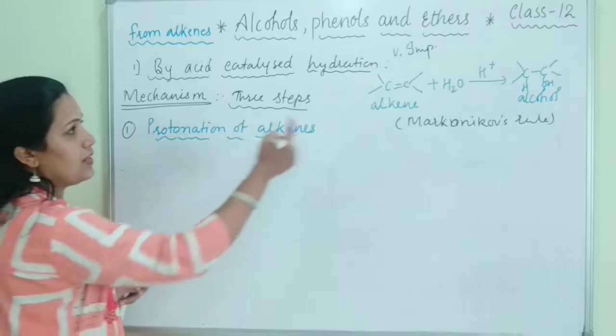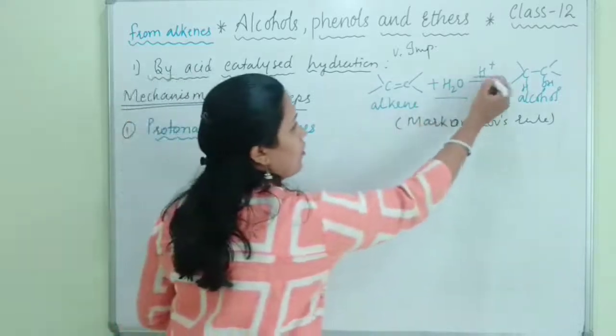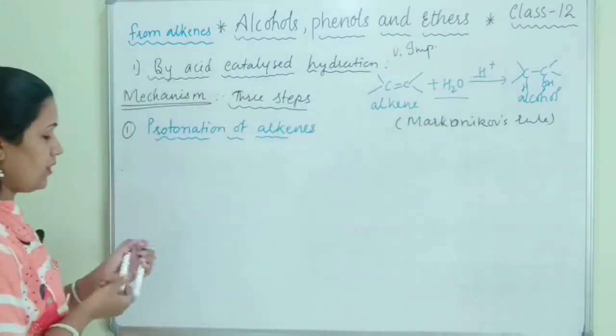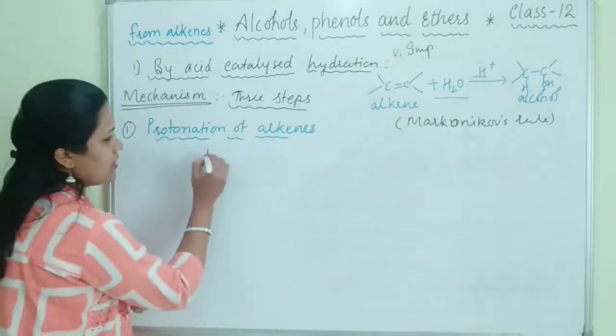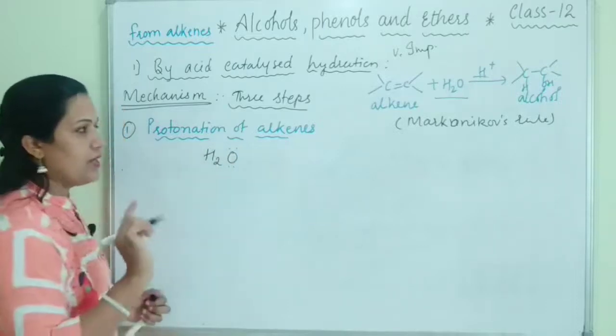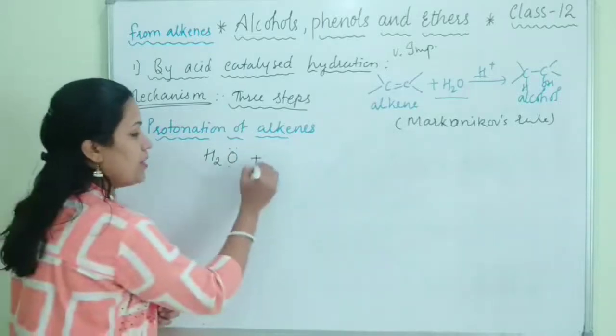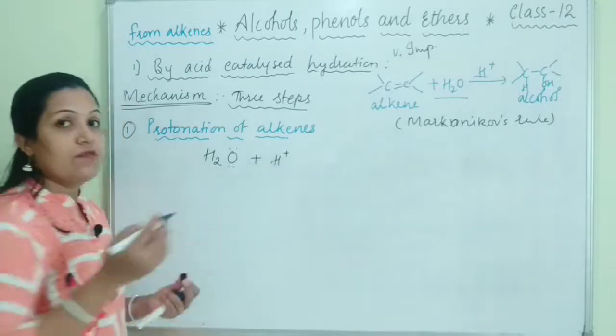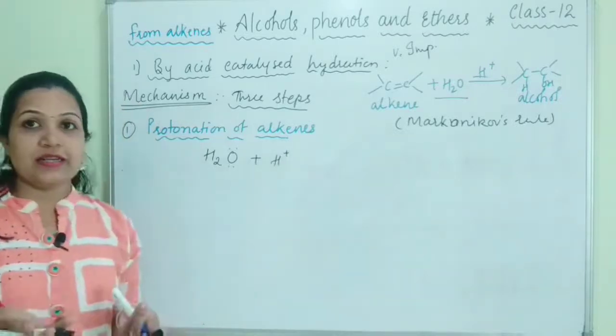In the protonation of alkene, as we know, we have water as well as H plus ions. So in the first step, you know very well that water has two lone pairs. So these two lone pairs and H plus ions are there, and we know the tendency of oxygen. And what is that tendency?